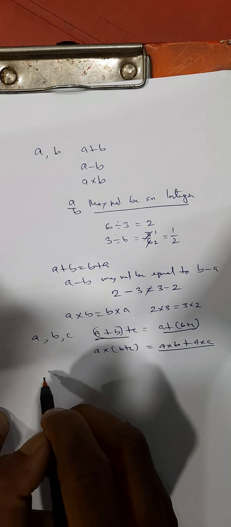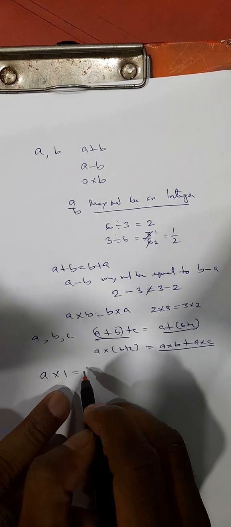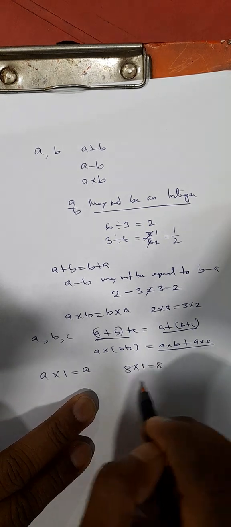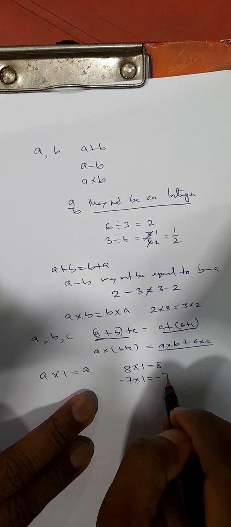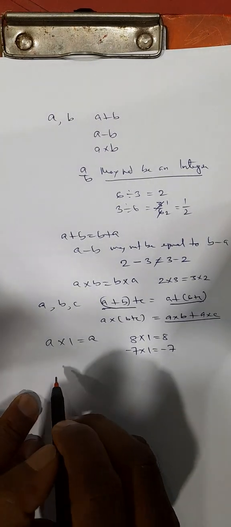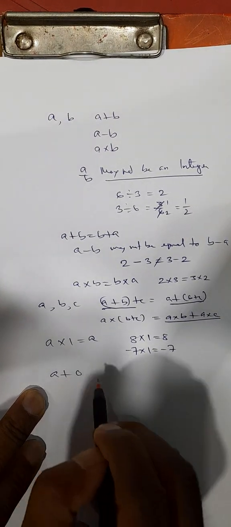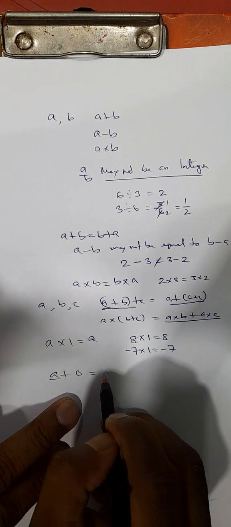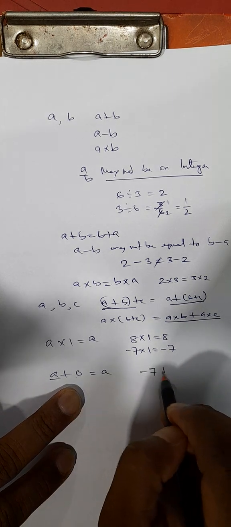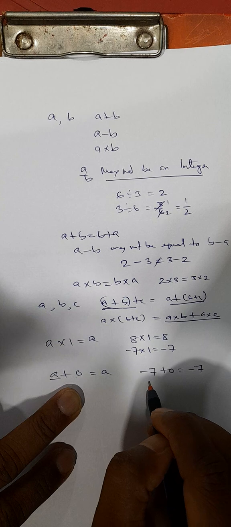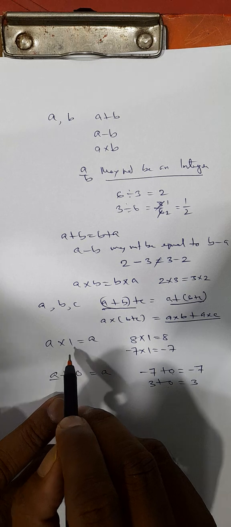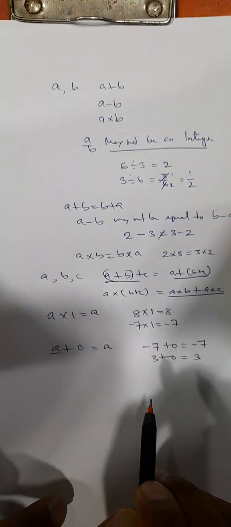Again, we find that any integer multiplied by 1 is the integer itself. 8 ones are 8, minus 7 multiplied by 1 equal to minus 7. 1 is called the multiplicative identity. Similarly, a plus 0, which means any integer plus 0, is the integer itself. This is called the additive identity. Minus 7 plus 0 equal to minus 7. 3 plus 0 equal to 3. 0 is called the additive identity and 1 is called the multiplicative identity.